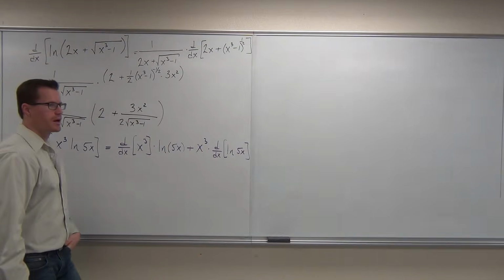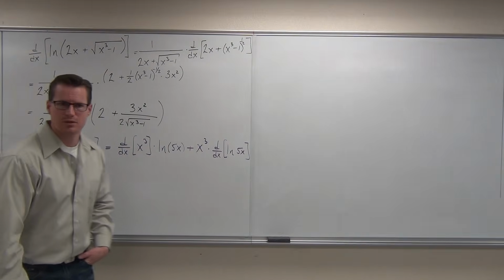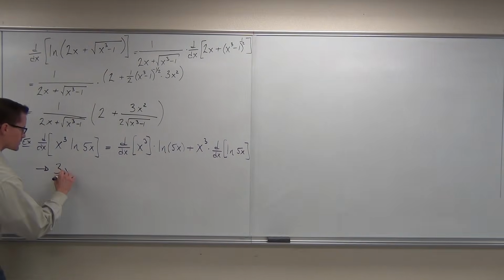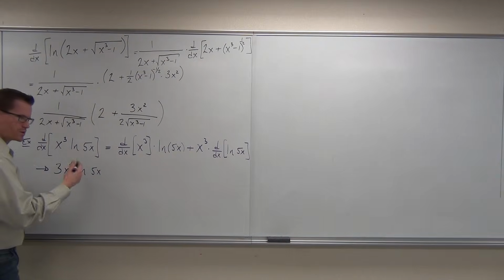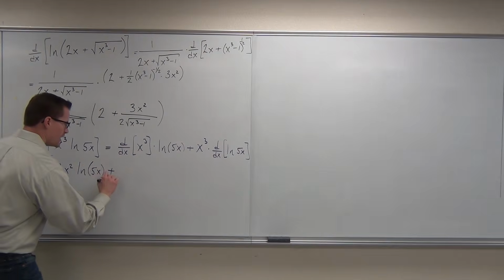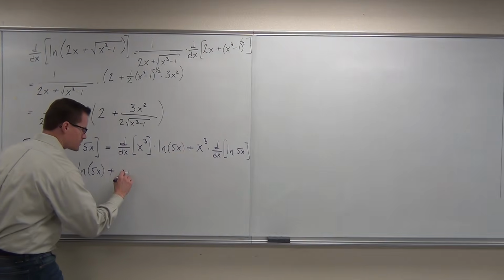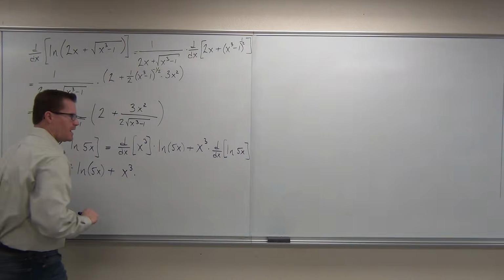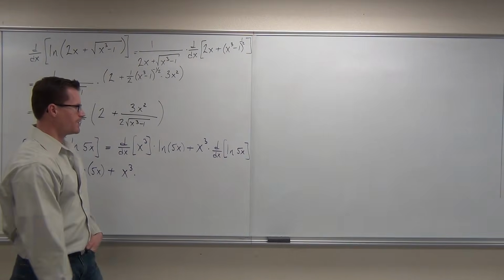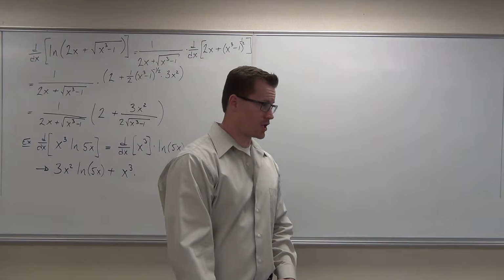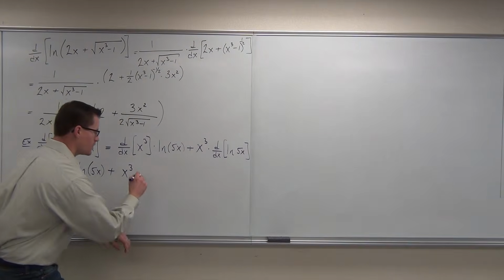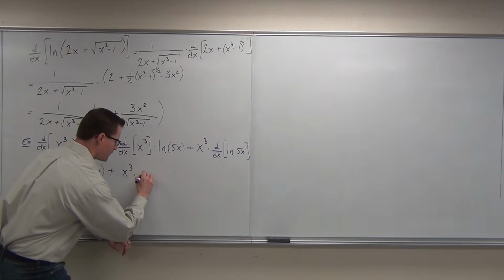Now, the derivatives themselves should be pretty straightforward. You let me know. X cubed, what's the derivative of x cubed? 3x squared. Sure. So 3x squared, you'll notice we leave ln 5x alone. We don't do anything with that. Then we have this add. We have x cubed times the derivative of ln 5x. What do we have to use there? It is the chain rule. So chain rule here says, what? Perfect.